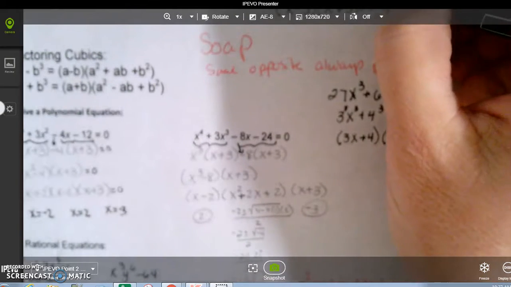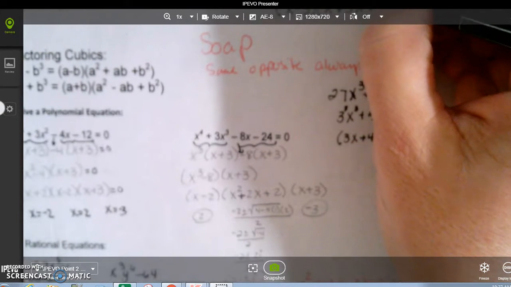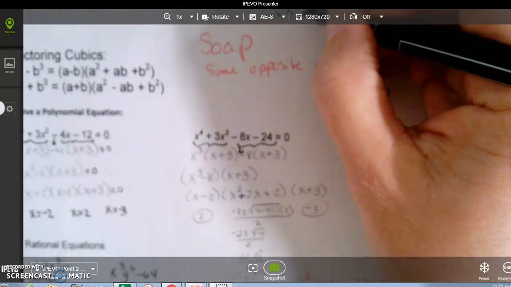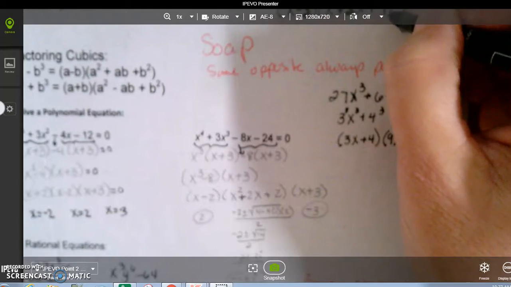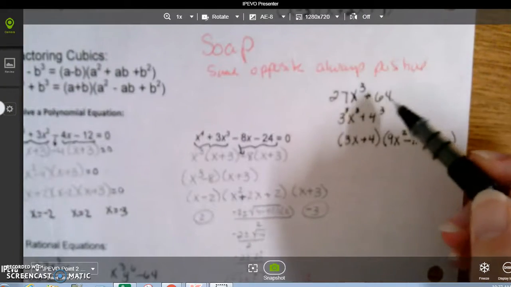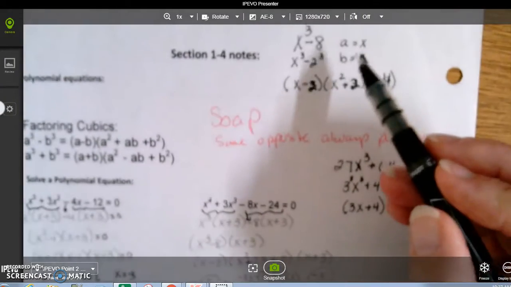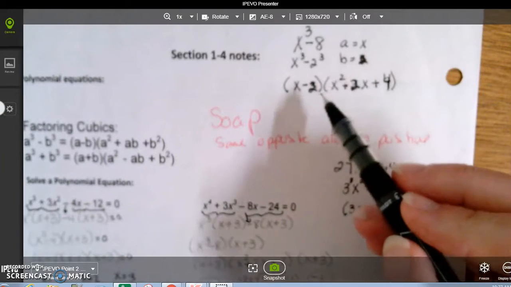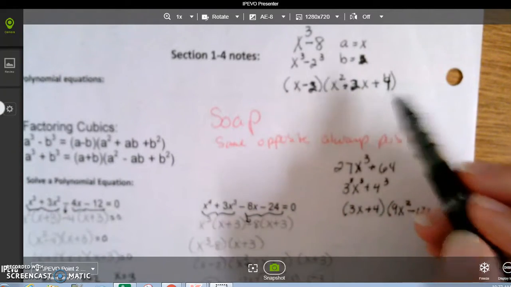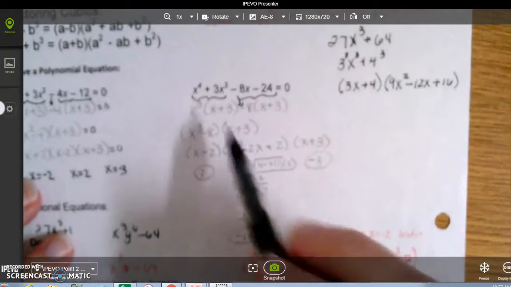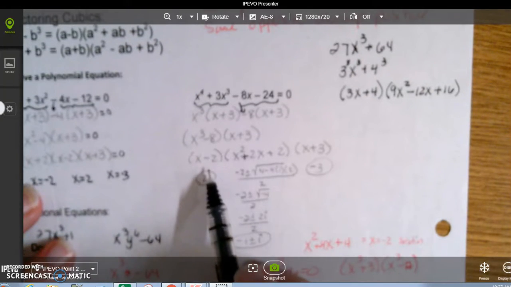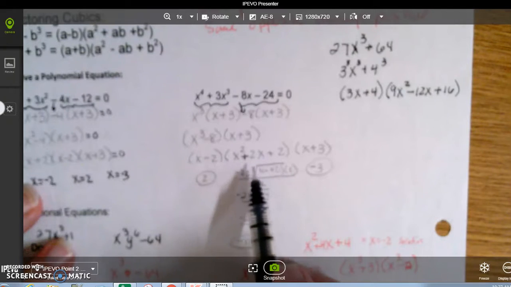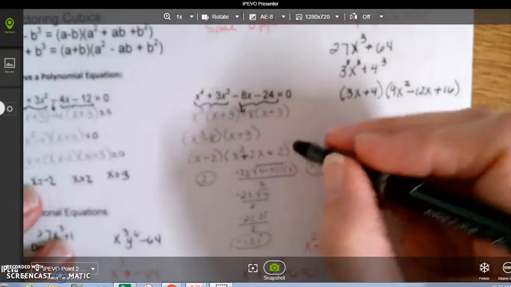Oops, I made a mistake up here. This should be 2, this should be 2, and this should be 2, and this should be 4. Sorry, made a mistake. So I did that same problem up at the top. So x cubed minus 8 factors into x minus 2 and x squared plus 2x plus 4.